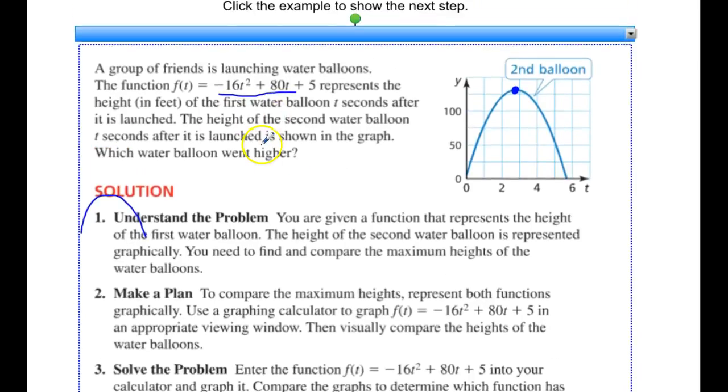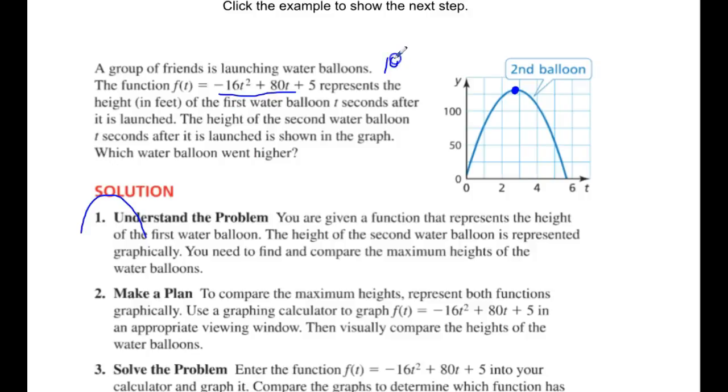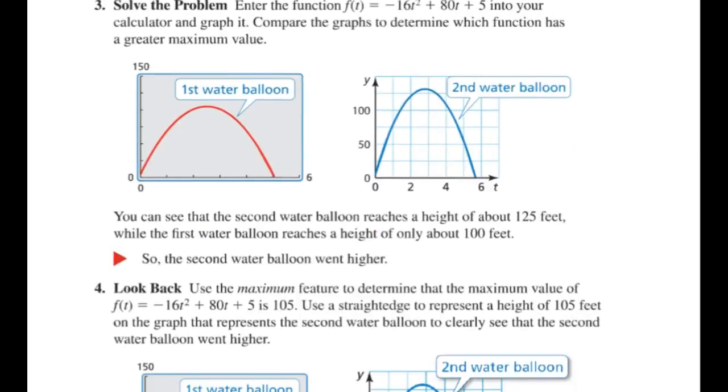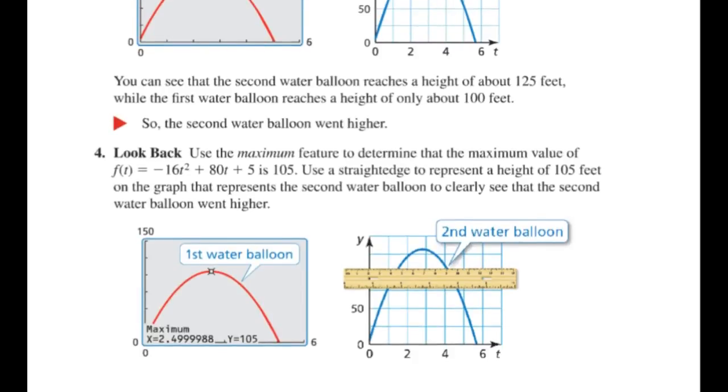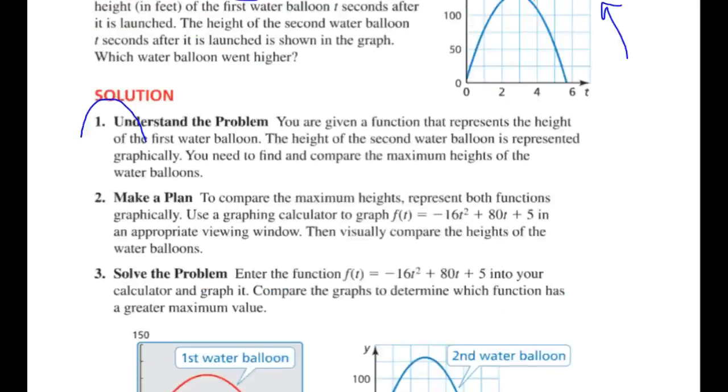So now let's compare, because I was told to compare them. Which water balloon went higher? Well, I know that the first water balloon went to a height of 105. I see here that the second water balloon, if each mark here is 25, went over 125 feet. So I know that the second balloon went higher. And I can find that also from my graph because I marked them as well.